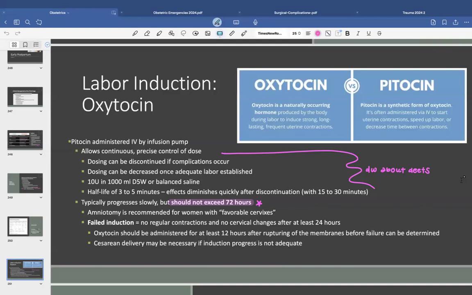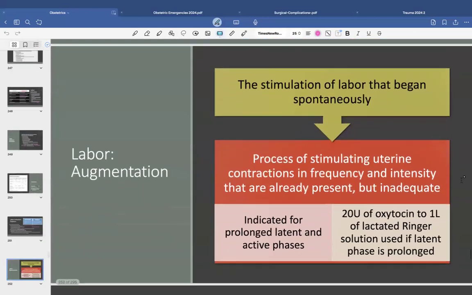So there's induction and then there's augmentation. Augmentation is a stimulation of labor that began spontaneously. So mom started on her own, but now needs a little bit of help. This is the process of stimulating the uterine contractions so they are more frequent, more intense, and that she can have the baby.